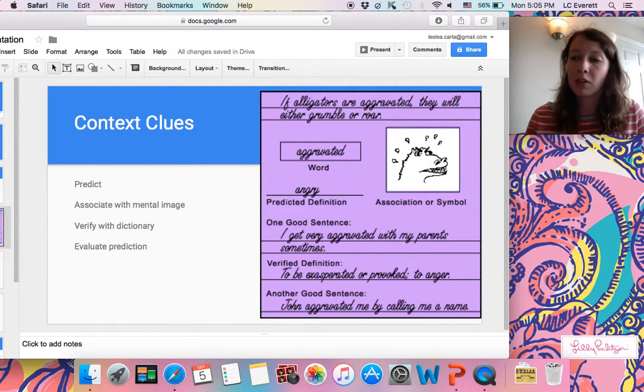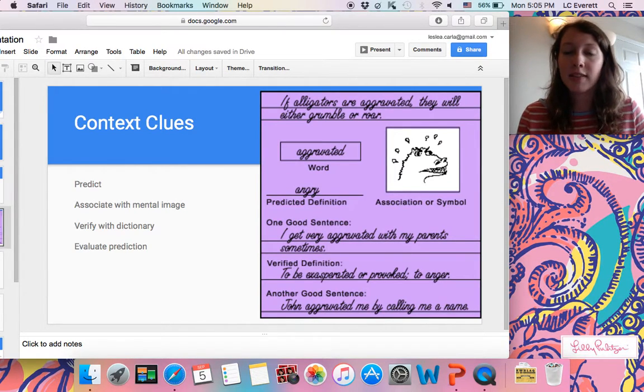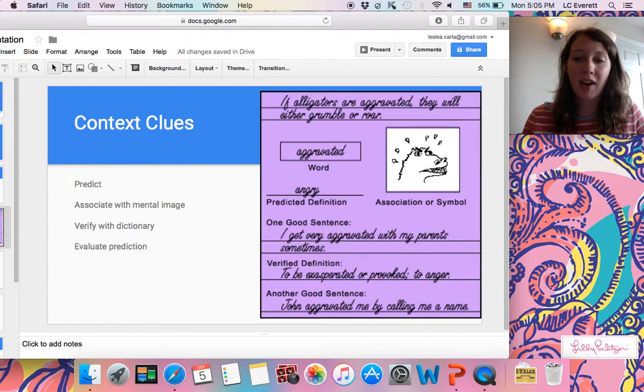This is just a really cool way to practice the method, and after students have practiced the method multiple times and they've been successful in using context clues to determine the definition of the word, they more than likely won't have to verify with a dictionary and evaluate their prediction anymore, but they'll feel confident in being able to use the context clues to find meaning in a word.